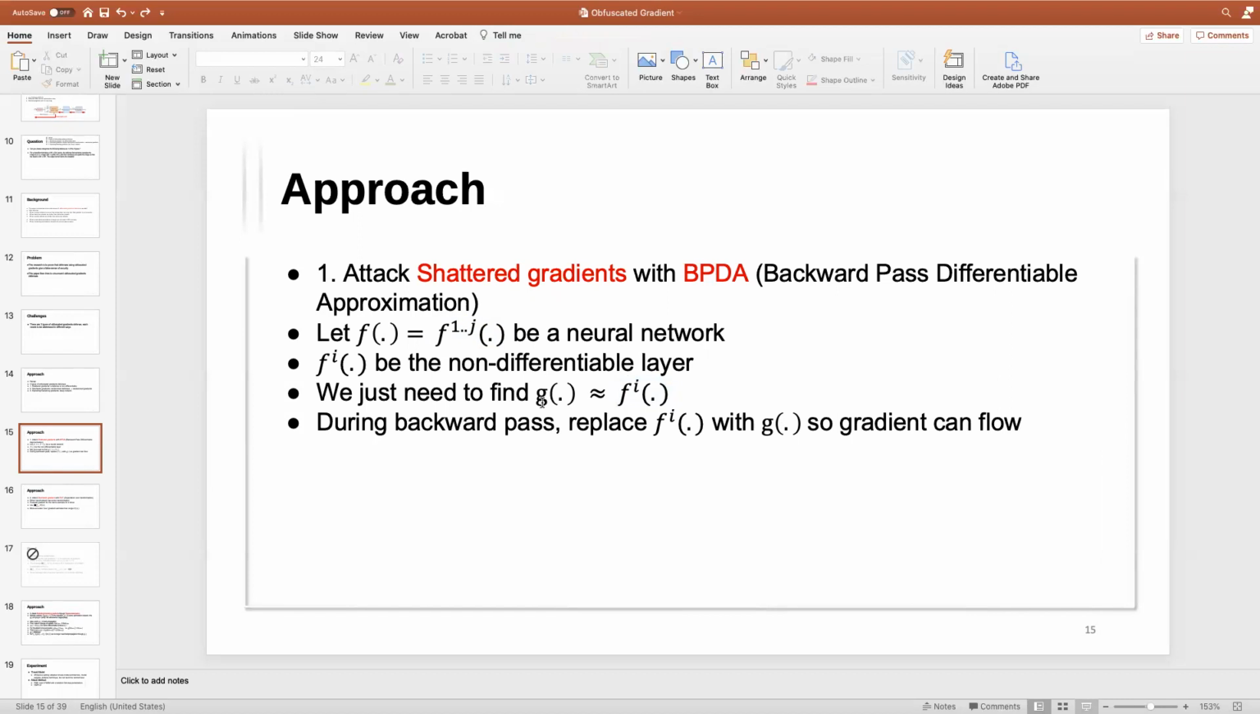So they have already, okay. So the BPDA is what they proposed, right?